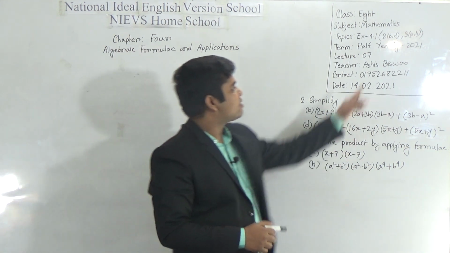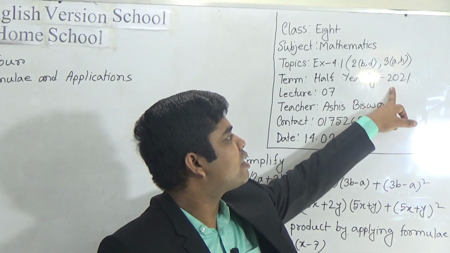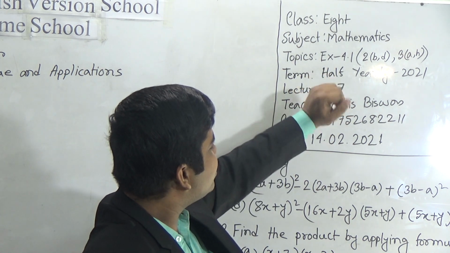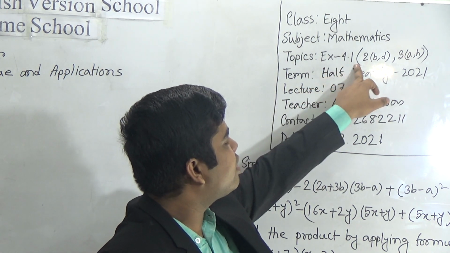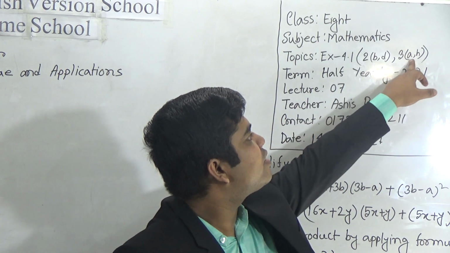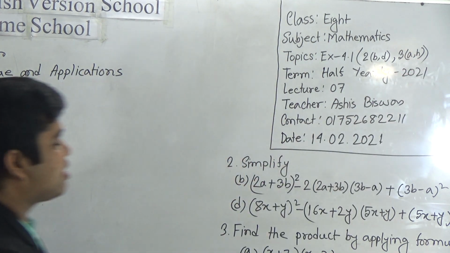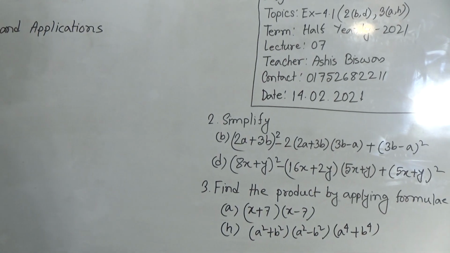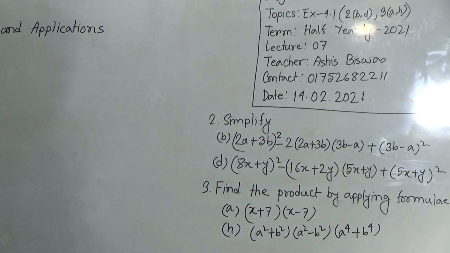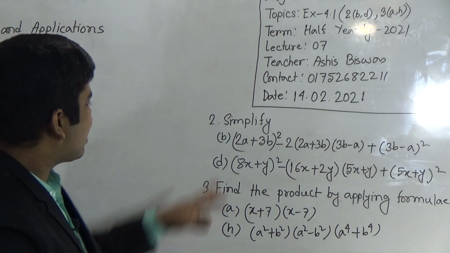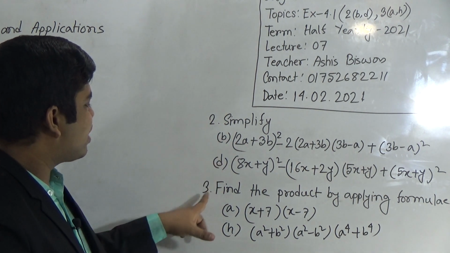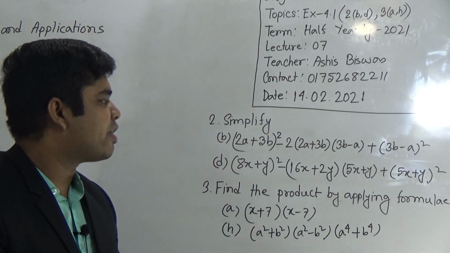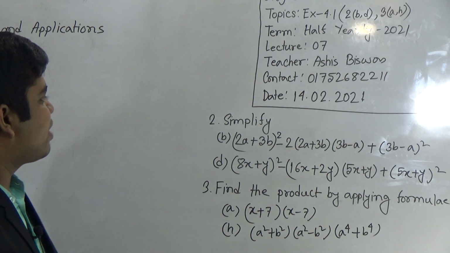Today is our lecture number 7 of half yearly 2021, and today's topic is exercise 4.1. My dear students, the name of this chapter is algebraic formula and application. From your book I have written two questions, question number 2 and 3. Question number 2: simplify. Question number 3: find the product by applying formula. So my dear students, let us start.